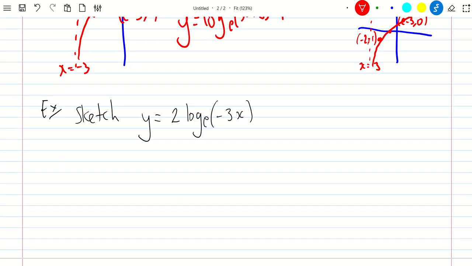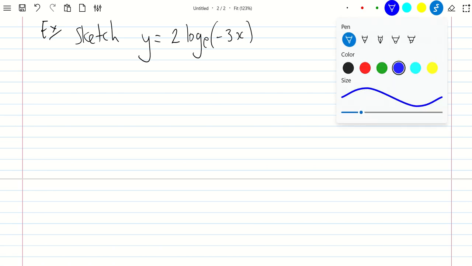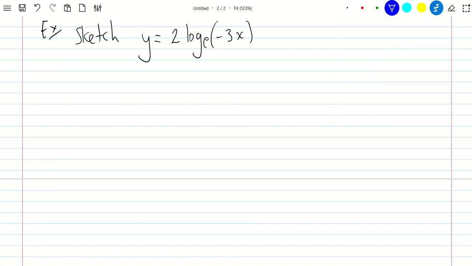Hope that makes sense. Let's have a look at one more just to have a bit of an idea about what's going on with these graphs. So, last one. Let's have a think about this. What's happening here? So we've got y equals 2 log e 3x. So just quickly, the original graph looks like this.